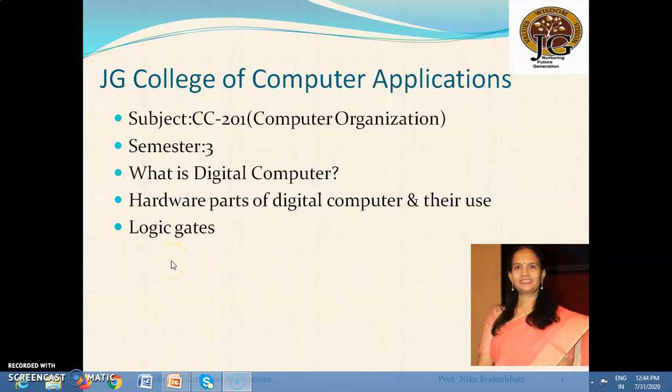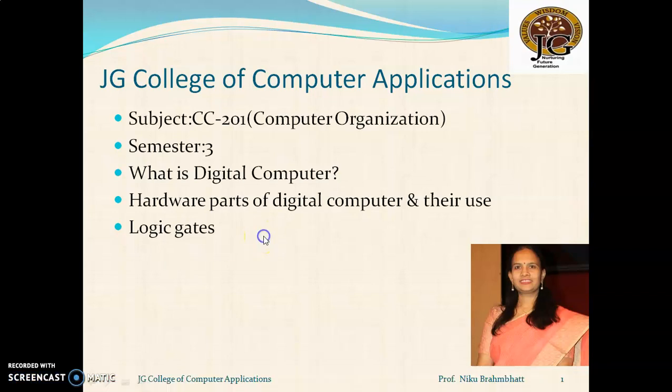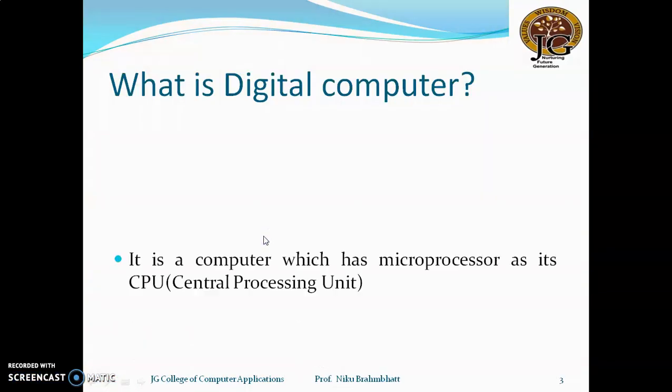Digital computer, hardware parts of digital computer and their use, as well as logic gates. This video will be helpful for the semester 3 students of BCA course. So now first of all, let us see what is digital computer.